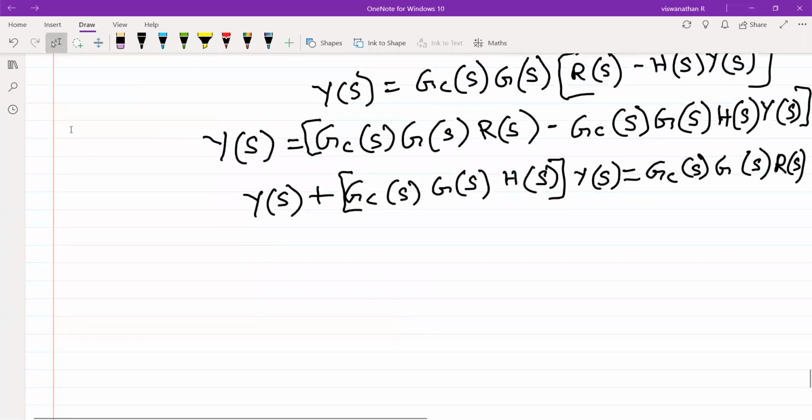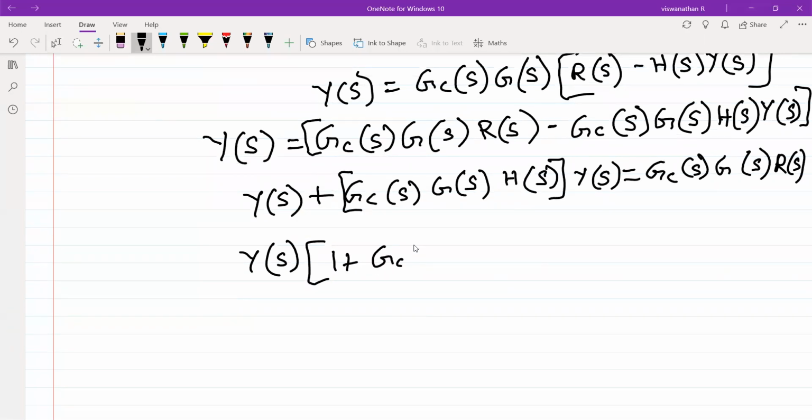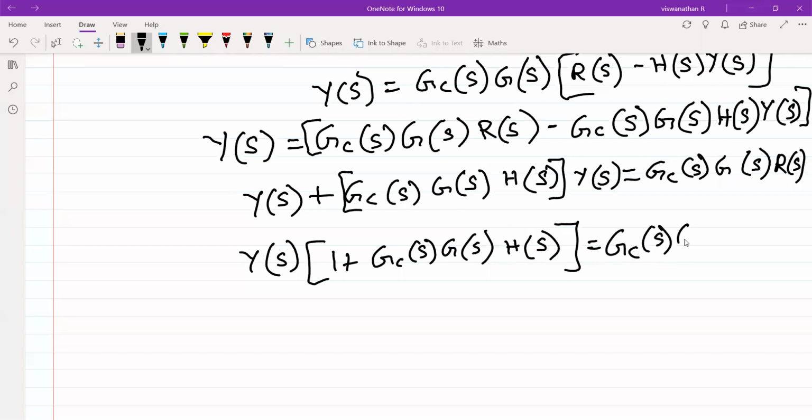Take Y(s) common. Y(s), if I take common, it will be 1 plus Gc(s) G(s) H(s), and then is equal to Gc(s) G(s) multiplied by R(s).